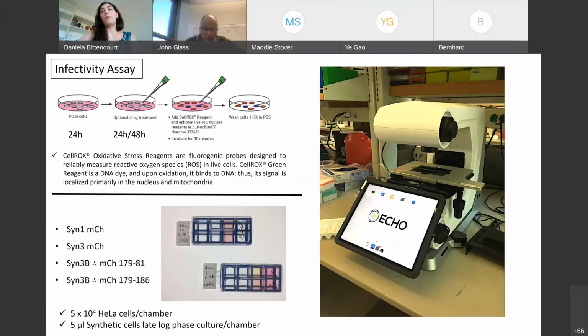Then we moved to the effectivity assay, where we co-cultured in these slide chambers. We cultured the HeLa cells, and then after 24 hours we added our synthetic cells, each one of them, and co-cultured together with the HeLa cells for 24 and 48 hours. Then we evaluated the DNA fluorescence, emy fluorescence, and also oxidative stress fluorescence using CellROX reagent.